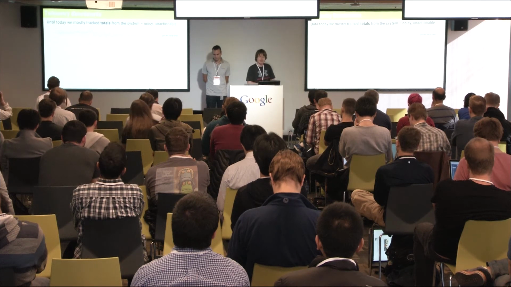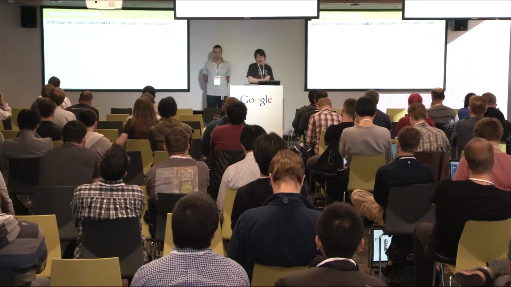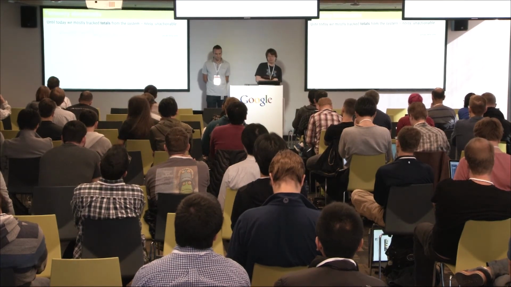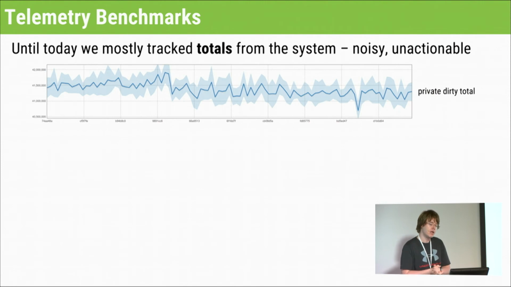Okay. And then the final thing that we said is what is coming now: Telemetry benchmarks using MemoryInfra. So what's the value here? Until today, we already did have some memory benchmarks, but we mostly tracked totals from the system. And this has two issues. Firstly, they're quite noisy, and secondly, they're not very actionable, because if you suddenly see a spike in total memory usage, you have no idea where to look in Chrome and what to look for.